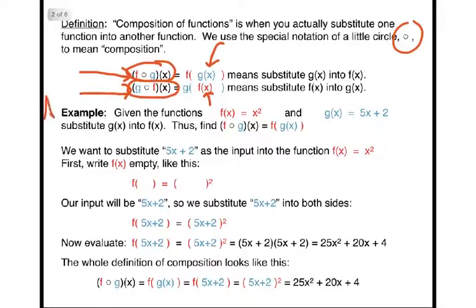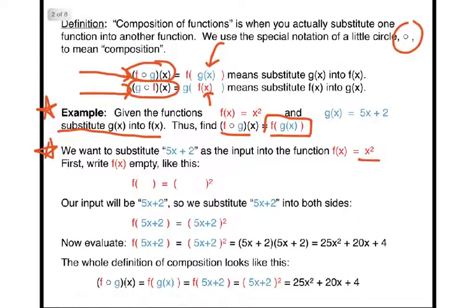Let's explore our first example. Given the functions f of x equals x squared and g of x equals 5x plus 2, let's evaluate f of g of x, meaning we are going to substitute g of x into f of x, which looks like this. So we want to substitute 5x plus 2 as the input into the function x squared.